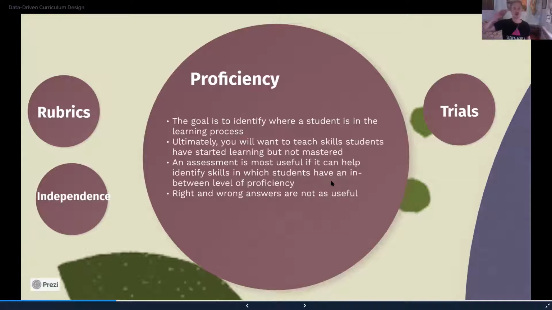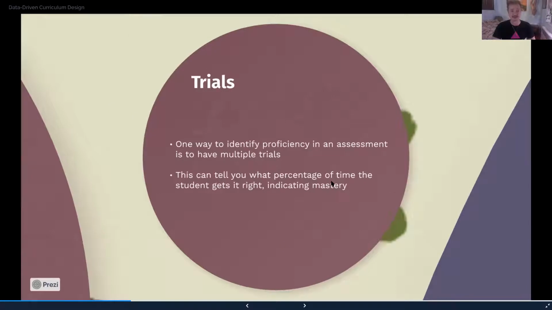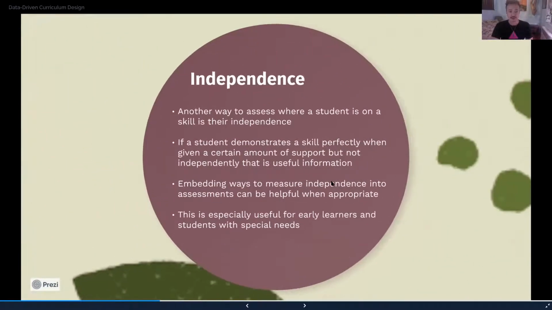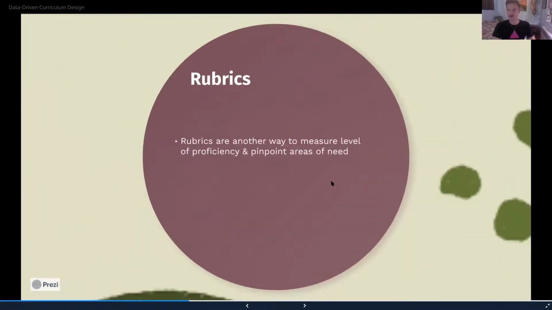You are also looking to measure proficiency. You don't want to know, can they do it or can they not do it? You're looking for the skills that they kind of can do, but are not there yet. So ways to get that information are multiple trials of the same skill, measuring levels of independence on a skill, or also using rubrics.